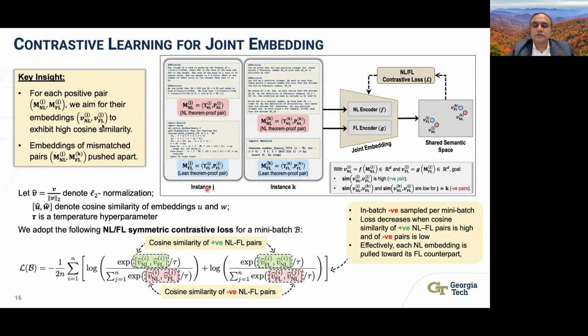I think the question is, I think Castro wants you to define the shared semantic space. What exactly is going on in there? So in the shared semantic space, R to the D.